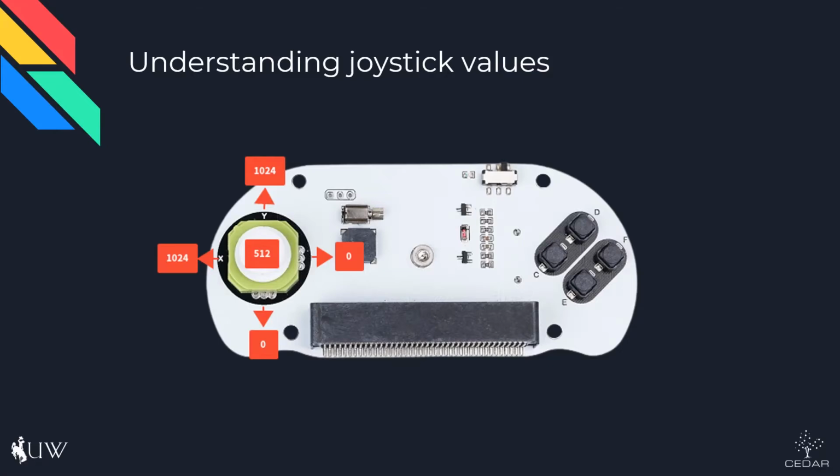Moving the joystick left and right moves it across the X axis. When the joystick is fully to the right, the rocker value of X will report 0. When the joystick is fully to the left, rocker value of X will report 1024. Moving the joystick up and down moves it across the Y axis. When the joystick is fully down, rocker value of Y will report 0, and when the joystick is fully up, rocker value of Y will report 1024. By now, you've probably noticed the 512 in the middle. When the joystick is in the middle, its value across both the X and Y axes is 512, which is halfway between 0 and 1024.